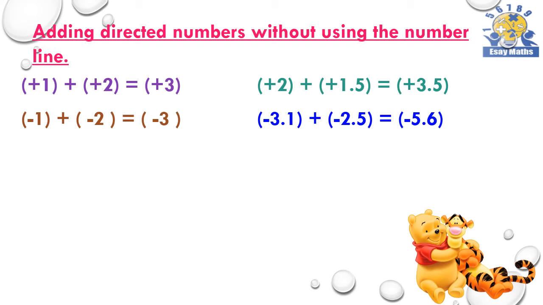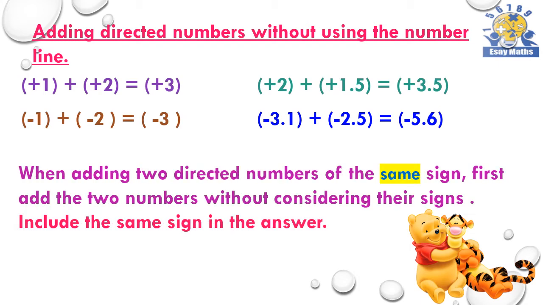Add negative 2.5 to negative 3.1. Here the directed numbers are decimal numbers, but it doesn't matter. We can do the addition. Here the answer is minus 5.6. When adding two directed numbers of the same sign, first add the two numbers without considering their signs. Include the same sign in the answer.